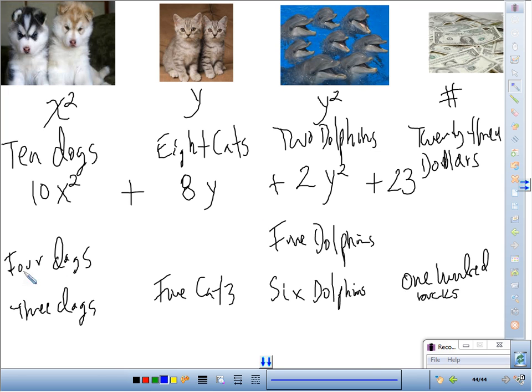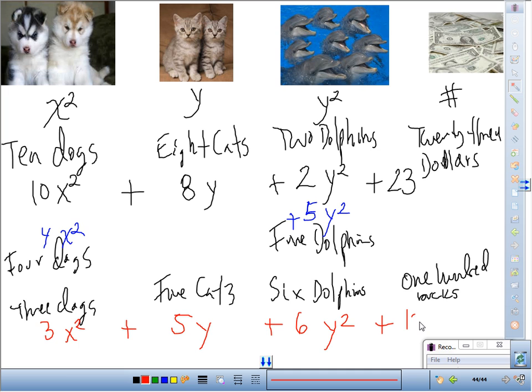So then read me the next truck. How much was it? 4 what? X squared. Any y's? No. And then plus what? 5y squared. Any money? No. Okay. And the last shipment, let's see. It would be 3x squared plus 5y plus 6y squared plus 100. Is everybody following so far?